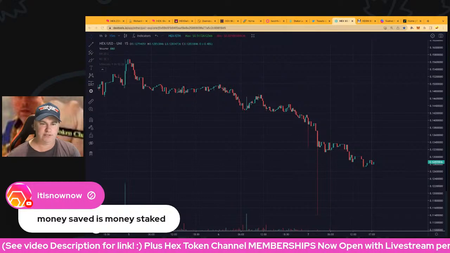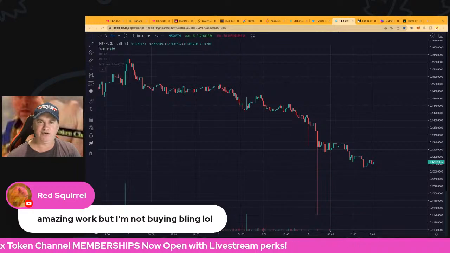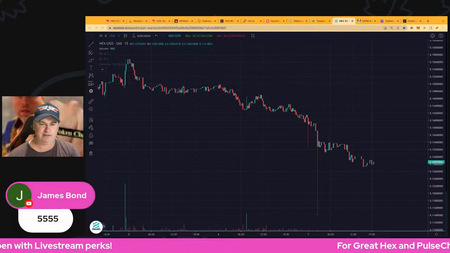Red Squirrel says amazing work, but I'm not buying bling. Oh yeah, better to stake your Hex. That's what Richard always says too. Just better to stake it and make it.